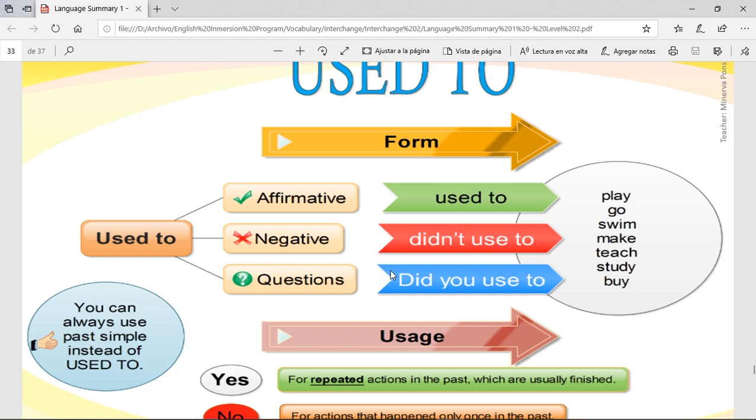And for questions, you start with did you use to, the same thing. Since we are having did here, we don't need to use the past form. Did you use to study a lot as a child? It's like asking if you did it a lot in the past, but I know that you're not doing it now. Now, did you use to make fun of me? Did you use to buy a lot of stuff? That is how you make the used to sentences.